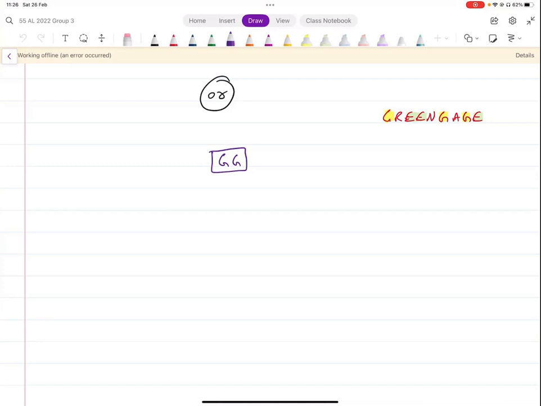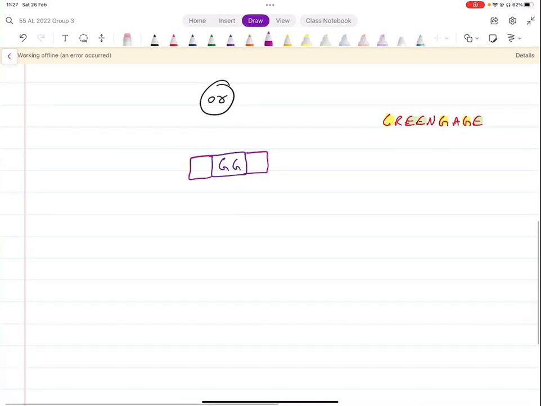Ye jo G ke saath wale places hai na, in mein G nahi aa sakta. So the place that's next to it on the right side, and the place that's next to it on the left side, you can't have a G in it. Isme G nahi aa sakta. Theek hai, isme kya aa sakta hai? Isme you can have any of the other six letters. Baaki six letters mein kuch bhi yahan pe ho sakta hai, but not G. Theek hai, so keep that in mind.